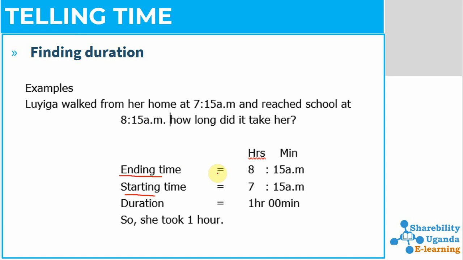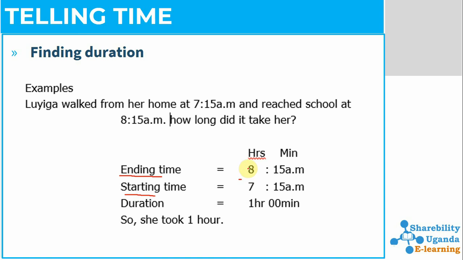So here we also have to identify hours and minutes, such that we can see how long. When they talk about how long, that means they want you to find the time duration. How many hours was she able to take? For us to get that, we state our ending time, then we subtract the starting time from the ending time.